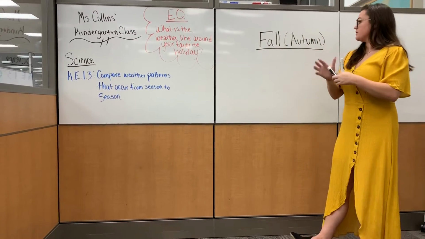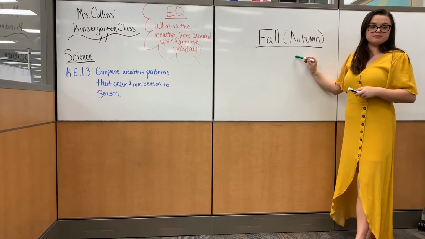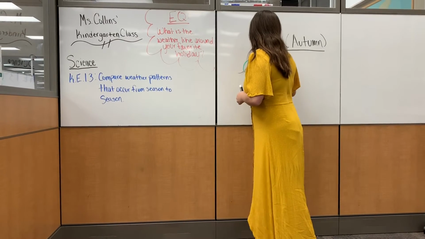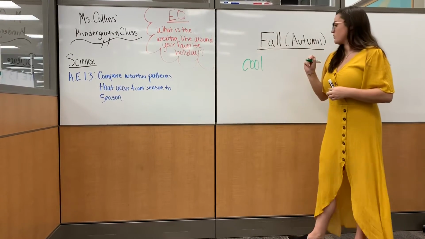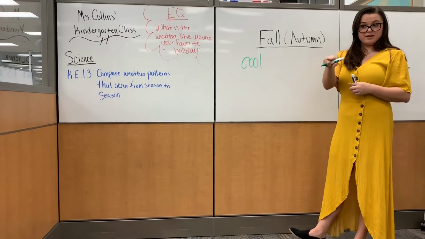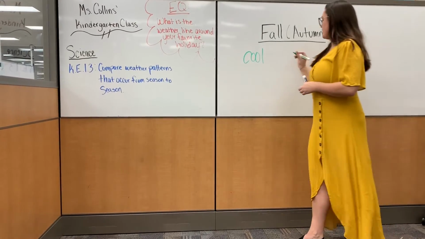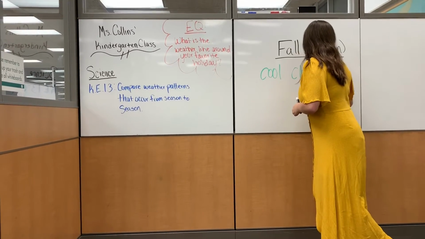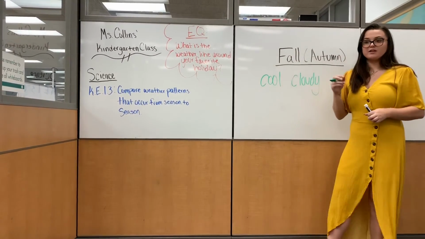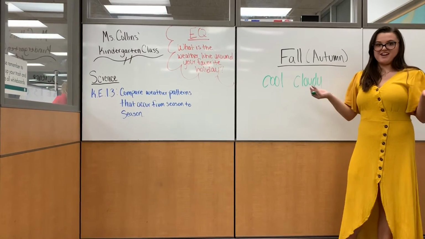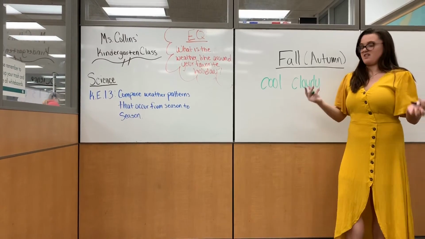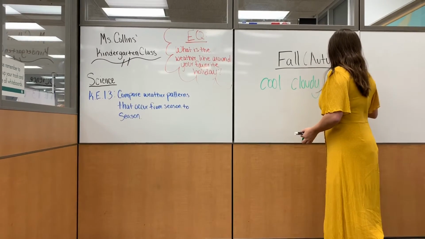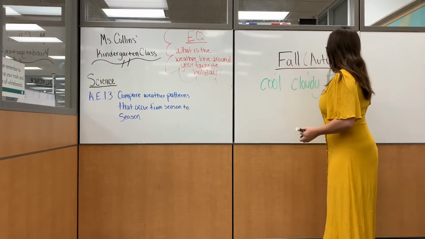Tell me 3 things about fall. It's cool. Yeah. It's cloudy? Yeah, I would say fall can be kind of cloudy. And what's one thing that goes with Halloween? Fog, right? Yeah, fall mornings can be pretty foggy. So there's our fall.